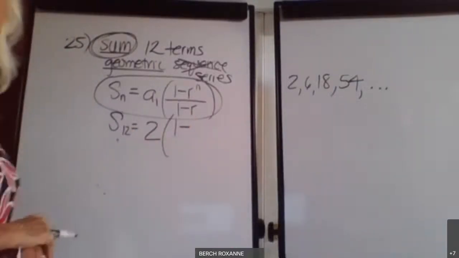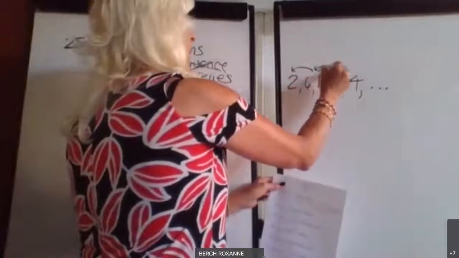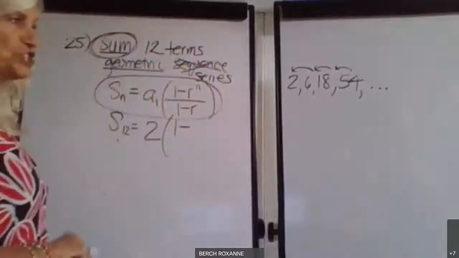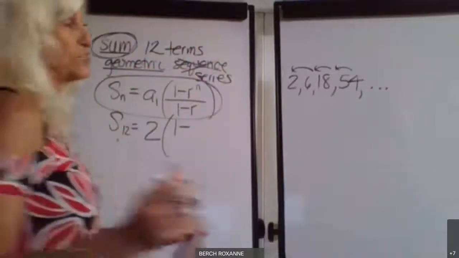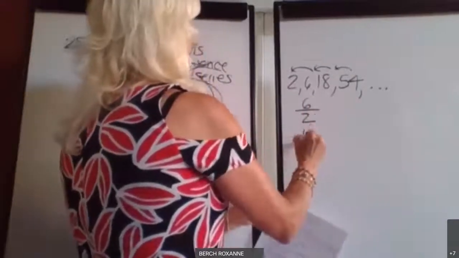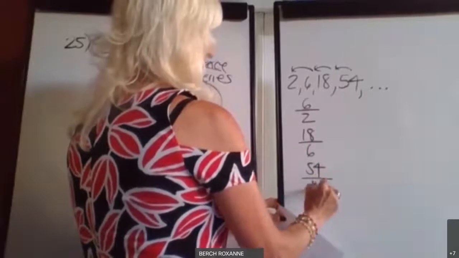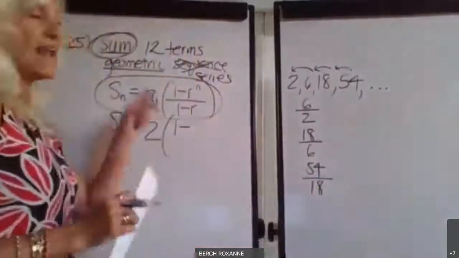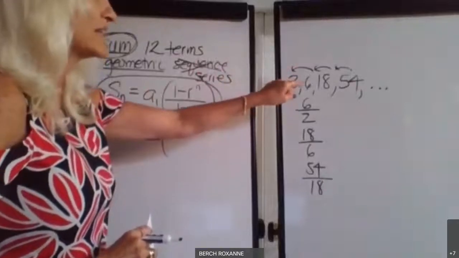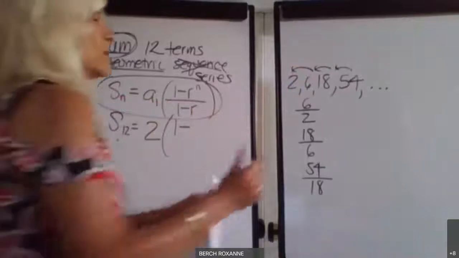Now r is the common ratio. So to find the common ratio, you're always working backwards. So they're telling us it's geometric, so we know there's a common ratio. It's 6 divided by 2, 18 divided by 6, 54 divided by 18. Now, if this said arithmetic, you wouldn't divide, you would subtract 6 minus 2, 18 minus 6. But when it's geometric, we're dividing.